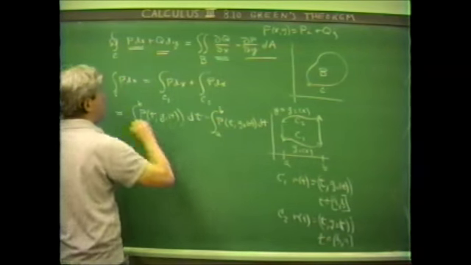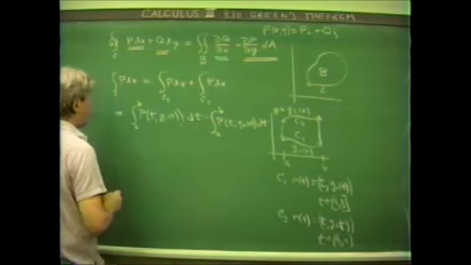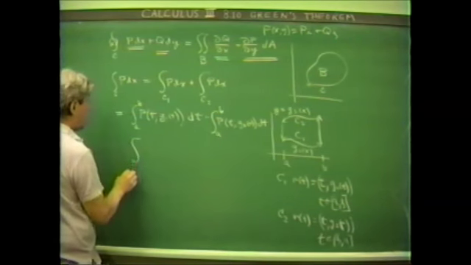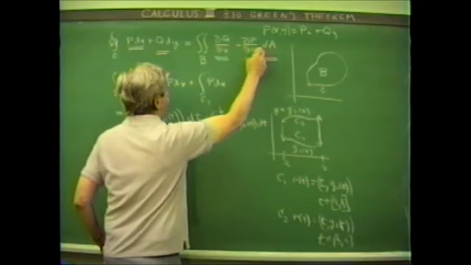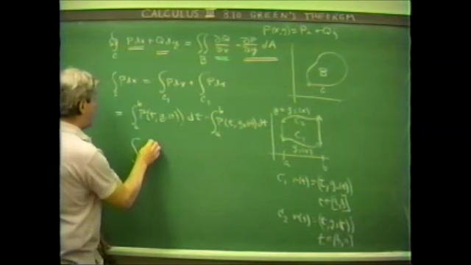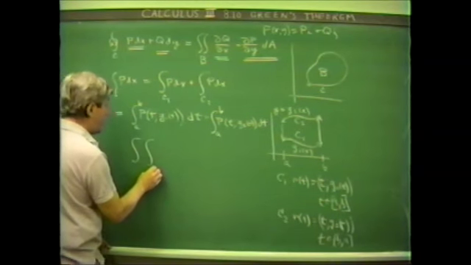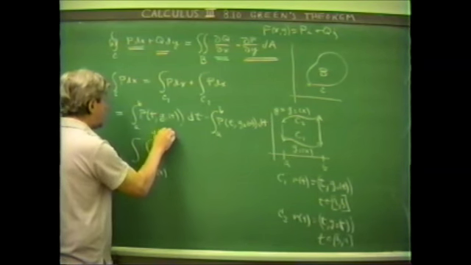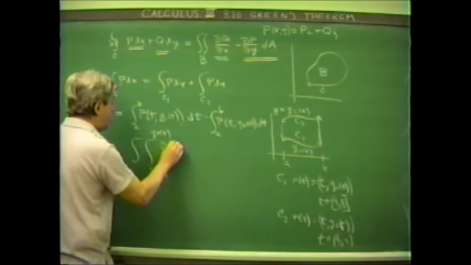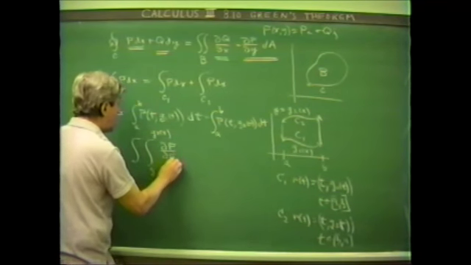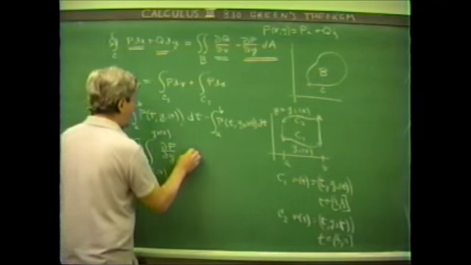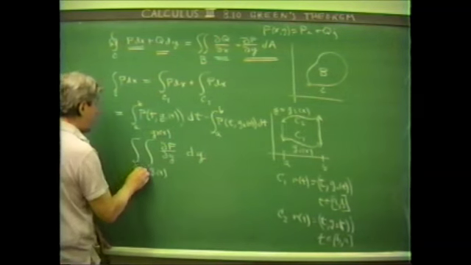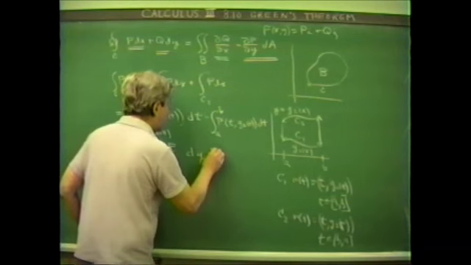That's this integral right here. Let's take a look at this integral. If we were to integrate over the area the partial of P with respect to y, we could do this by integrating from g1 of x to g2 of x the partial of P with respect to y. Integrate this with respect to y first, and then integrate from a to b with respect to x.